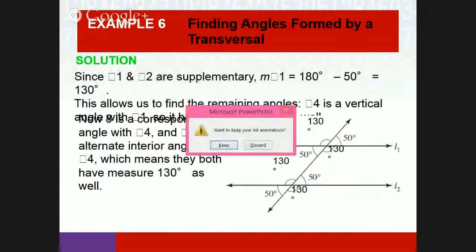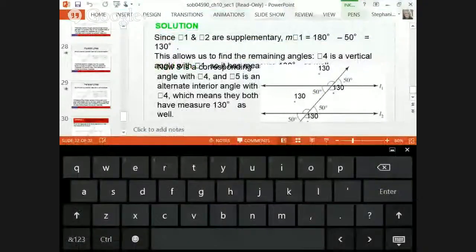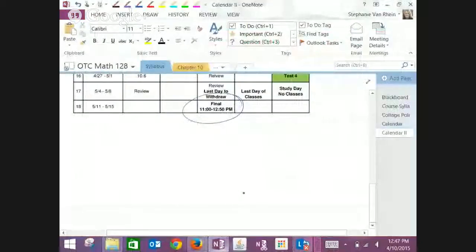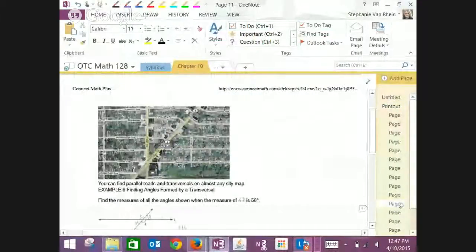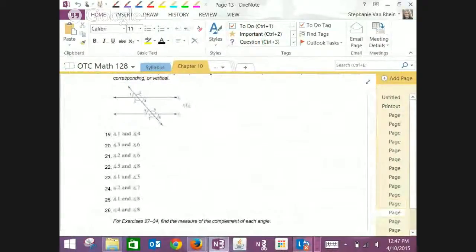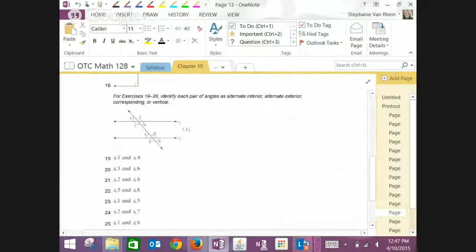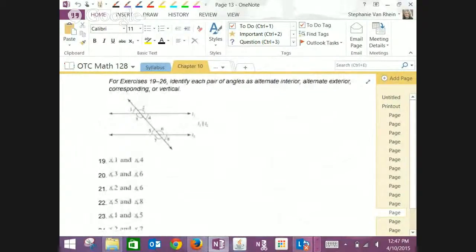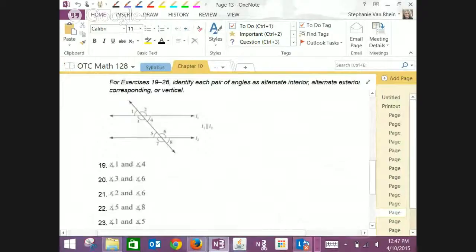So this section, I know we covered a lot today reviewing the test. It's pretty straightforward: find the measure of 1 and 4, or what is 1 and 4 here? Alternating interior, alternating exterior, corresponding, or vertical. 1 and 4 are vertical, right? 3 and 6, alternating interior. 2 and 6, no, those are corresponding, right? So you guys get the idea of just defining them.